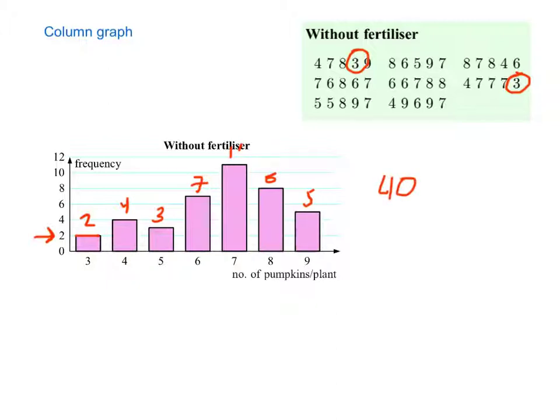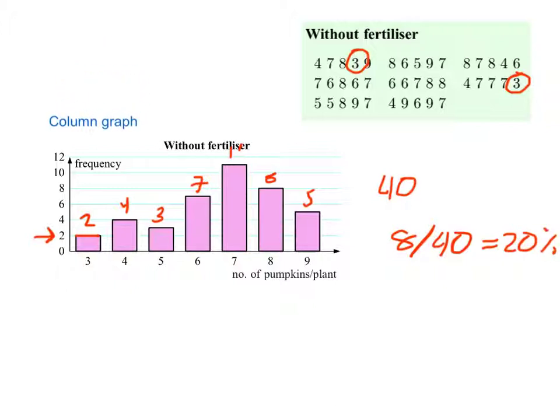Knowing that number, I can quickly determine the percentage for each number of pumpkins per plant from our column graph. For example, if I want to know the percentage of plants that produced 8 pumpkins, I can take the number of occurrences of 8 pumpkins, which happens to be 8, and divide it by the total number, which is 40, and get a percentage, which is 20%. And this is the column graph.